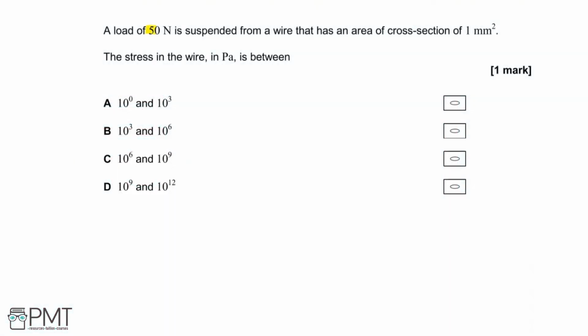A load of 50 newtons is suspended from a wire that has an area of cross-section of 1 millimeter squared. The stress in the wire in pascals is between, and then we've got 4 different ranges. So what we need to do is first of all write down the equation that we can use to find stress in the wire. So sigma represents the stress. Now, it would seem that we would just divide the force of 50 newtons by 1 millimeter squared, but remember that we need to convert the 1 millimeter squared into SI units.